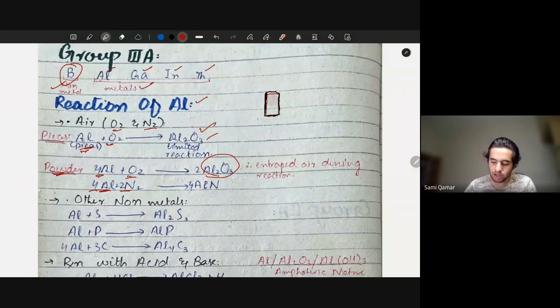All the inner core will be safe. So that's why it will make a kind of coat on the surface of aluminium, and the rest of the core will be protected. When it is in powder form, we don't need that. Every single molecule of that powder will react and make aluminium trioxide.